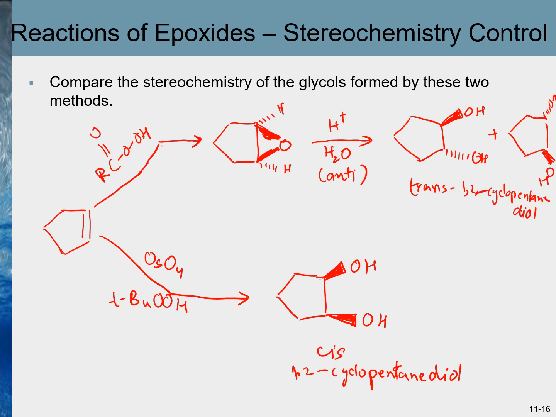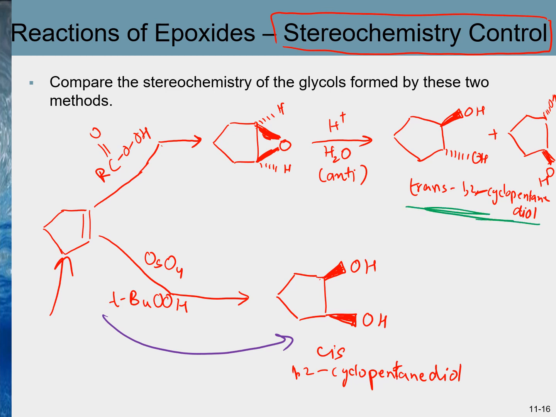So now we can see that we can control the stereochemical outcome of this reaction by using appropriate reagents. If we want to synthesize a cis diol starting from an alkene, we can react that alkene with osmium tetroxide and it will result in formation of a cis product. But if we want to prepare a trans diol starting from the same alkene, we can convert that alkene to an epoxide, and then the epoxide can undergo ring opening reaction to give us a trans diol.